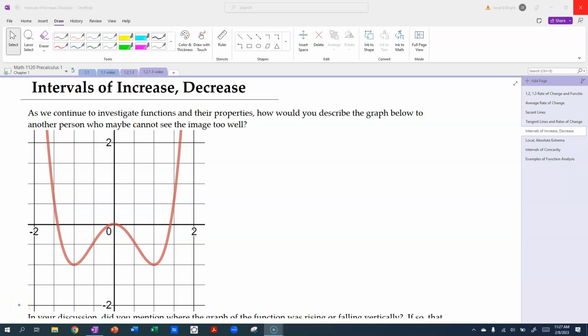Welcome, and we are going to talk about some function properties. And the first one has to deal with this notion of increasing and decreasing. And so, just to begin that discussion, here's a function and its graph, right?